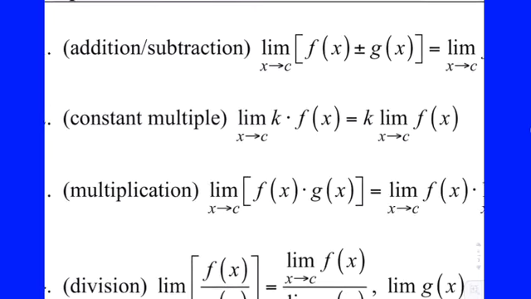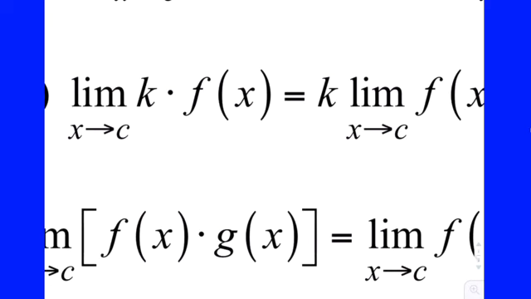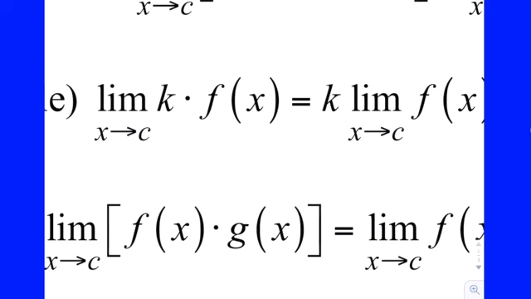The second one is the constant multiple rule. If you let k be some constant, and you want the limit of a constant times a function, constant multiples, you'll hear me say this a lot this year, they'll go along for the ride.